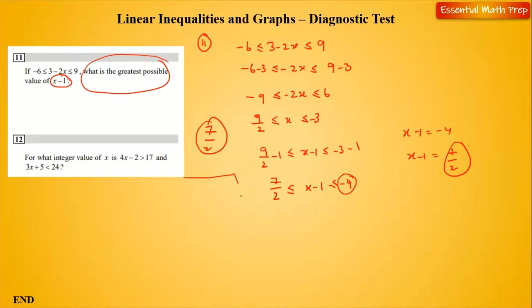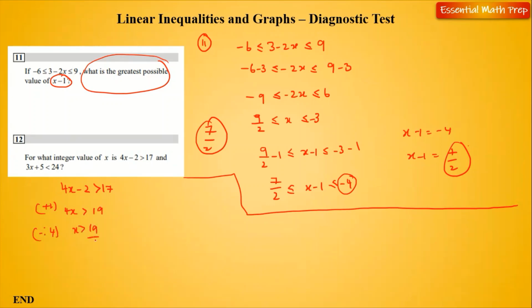I hope I have enough space for problem 12. All right, problem 12 is very conventional. So let's solve each one separately. So 4x minus 2 is greater than 17. Let's add 2 on both sides, which would make it 19. Then you divide by 4. So x is greater than 19 over 4. We can simplify that at a later time.